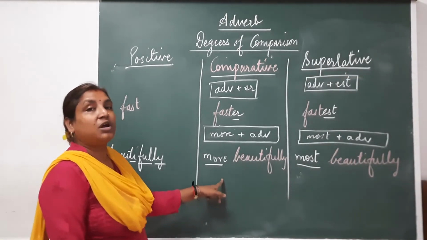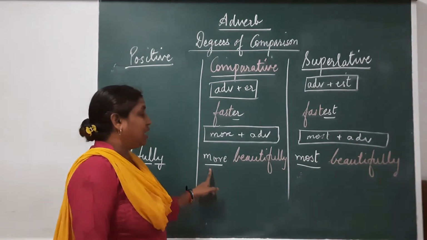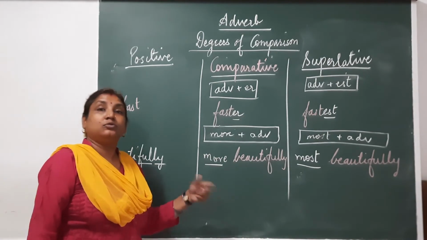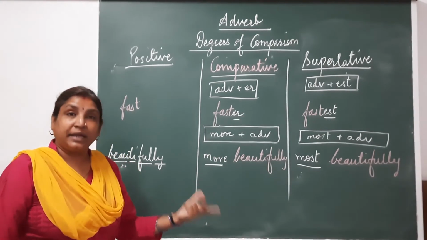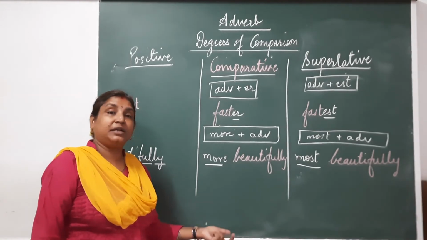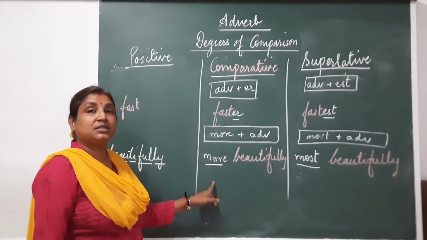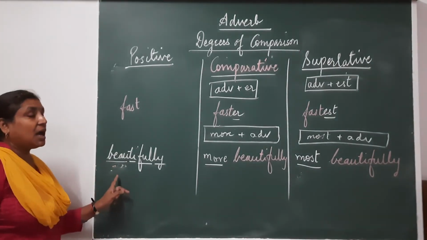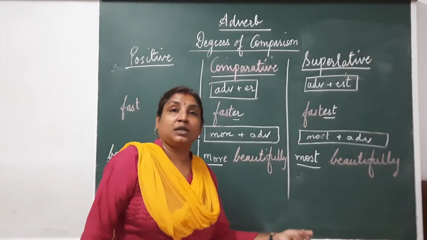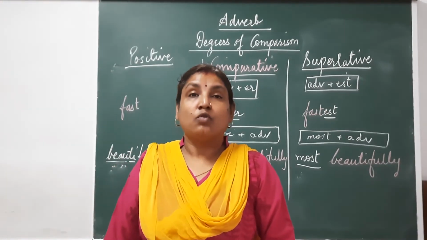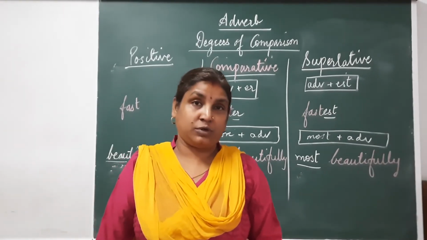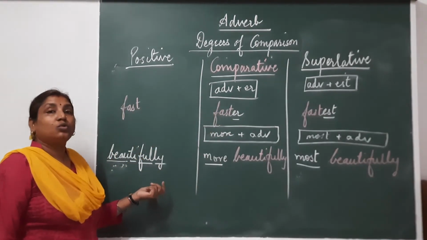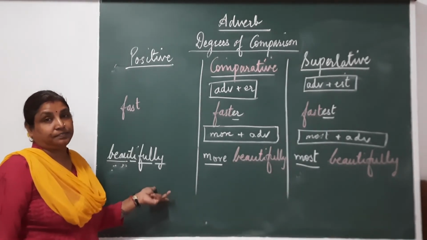Instead of more and most, even less and least can be used. Less beautifully, least beautifully. If I have to express something in a negative way or show the extent in a negative way, I will use less and least with the adverbs. This is another way. More smartly, most smartly. Forcefully, more forcefully, most forcefully. So these are some of the examples where more and most are used to compare the adverbs.